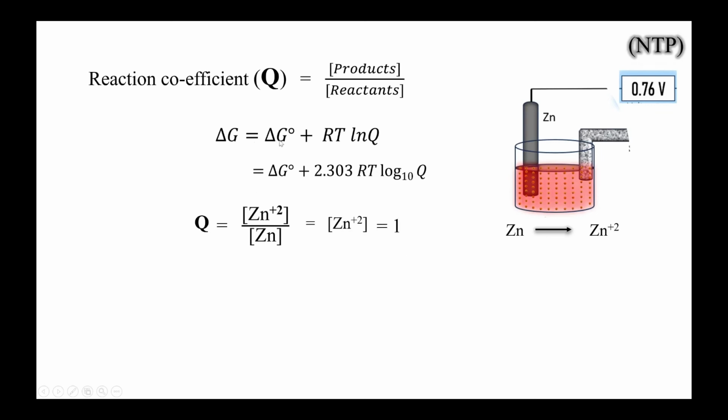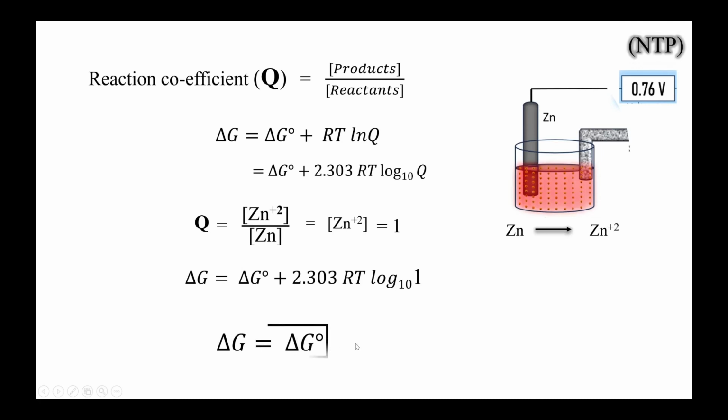When we put this Q into the above equation, we get delta G is equal to delta G naught plus 2.303 RT log 1 to the base 10, which gives delta G is equal to delta G naught, because the value of log 1 to the base 10 is 0. So this concentration term becomes 0. So at NTP, or at standard conditions, the change in Gibbs free energy is equal to the standard Gibbs free energy change.